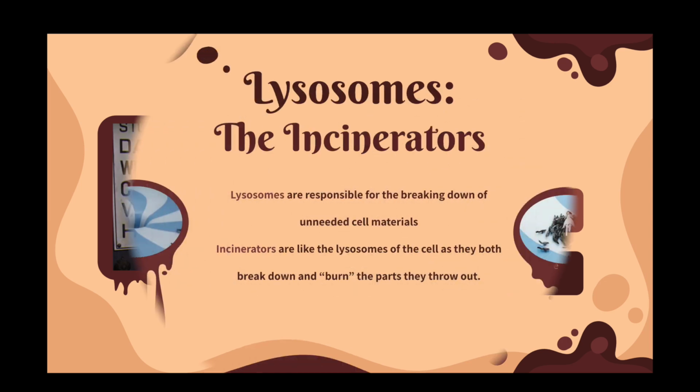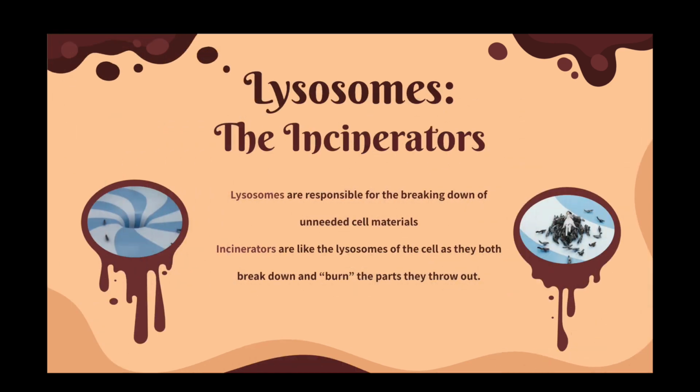The next structure we have is the lysosomes. For the lysosomes, we use the incinerators to represent this best because lysosomes are responsible for the digestion of unneeded cell materials and may be used to destroy invading substances. Lysosomes are like the incinerators of the chocolate factory. They break down and burn the used parts within the factory that they throw out.